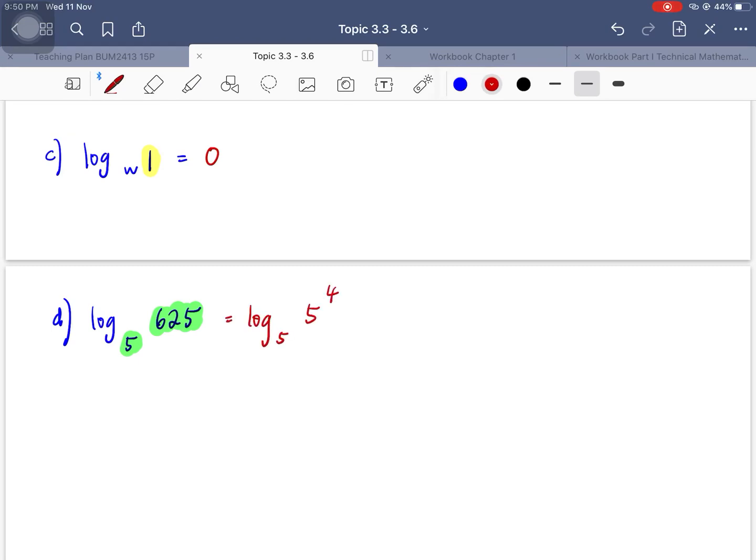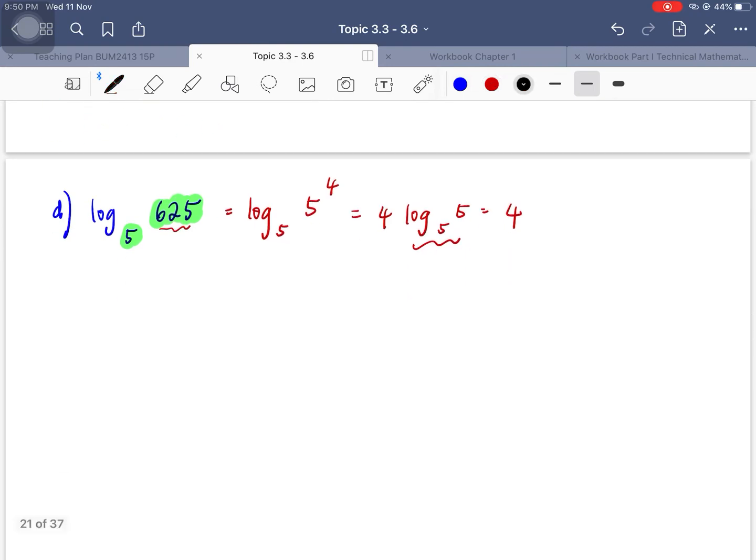625 is actually 5 raised to the power of 4. 5 to the power of 2 is 25, 5 to the power of 3 is 125, and 5 to the power of 4 is going to be 625. Using the same idea that we have seen before, I'm going to write this as 4 log of 5 base 5, and this whole thing will become 1. So this is going to equal 4. That is going to be for question number 1.